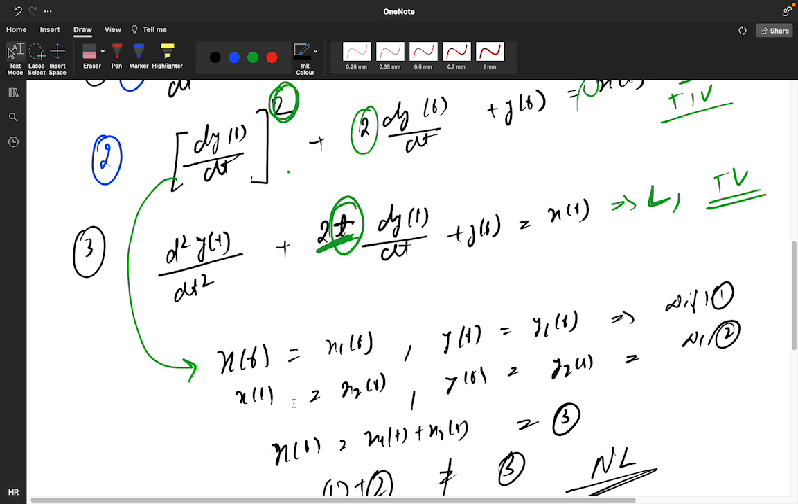Now if you apply the same logic in this one, you will get a linear function here, but the coefficients are not constant. It is a multiple of t. So you will get a time variant system.